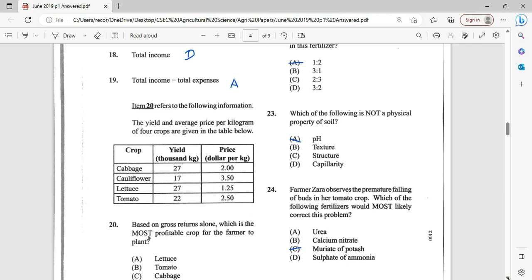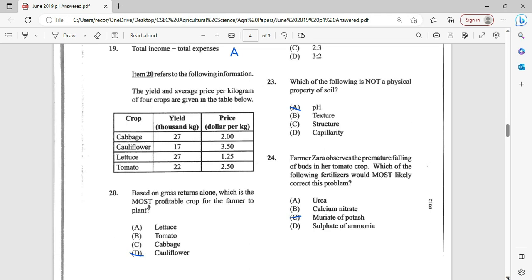24. Farmer Zara observed a premature falling of buds in her tomato crop. Which of the following fertilizers would most likely correct this problem? Potash, muriate of potash is our answer here. Urea is going to give us the sulfate of ammonia pretty much for your colloids and so on.